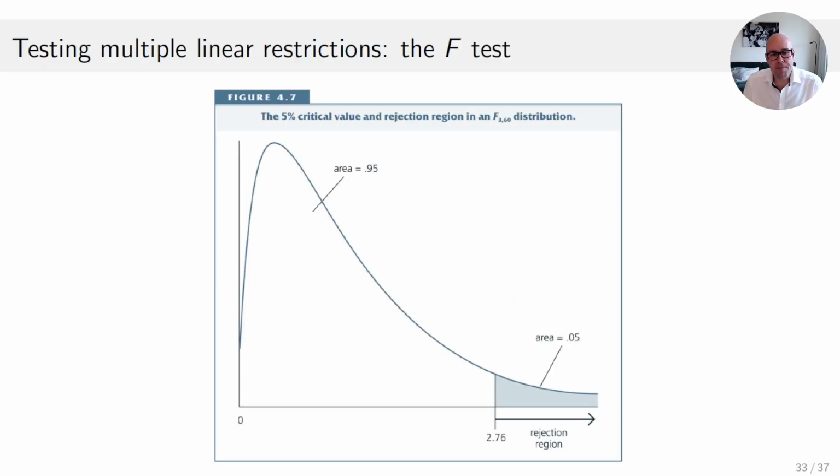Probably easiest to draw a picture. So this is figure 4.7 from the book. This gives you the 5% critical value and rejection region for an F distribution with 3 and 60 degrees of freedom. You have an area under the curve, so here you have 95%. So when my statistic is in this range here, I'm not going to reject the null, and the rejection region here starts at 2.76.